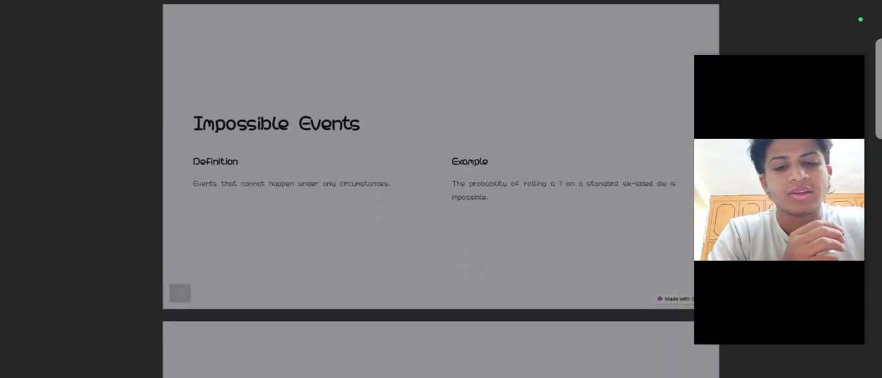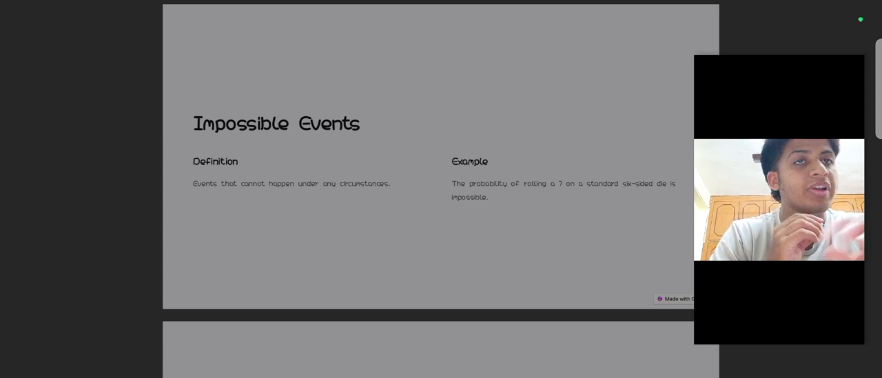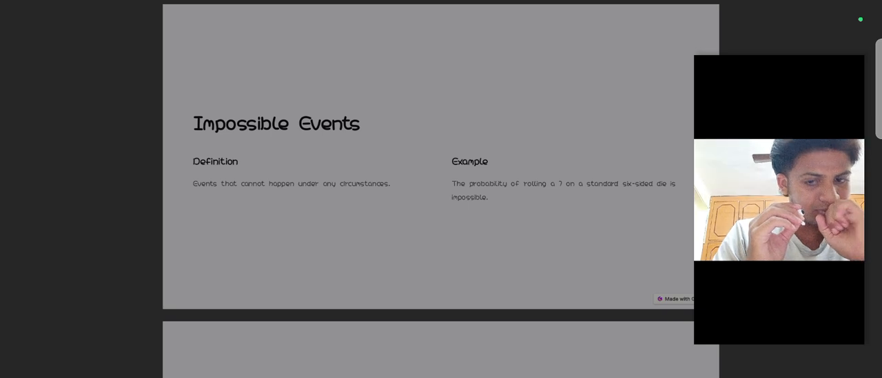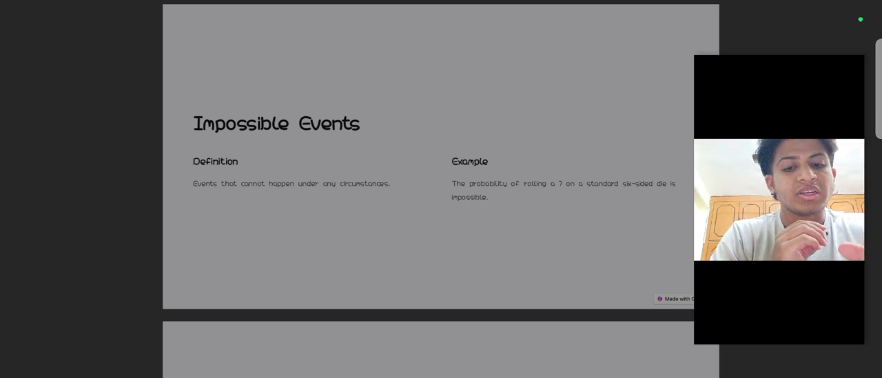Here are some events. Impossible events: an impossible event in probability theory is an event that cannot occur under any circumstances. In other words, the set of outcomes for the event is empty and its probability is zero. There are no possible outcomes in the sample space that would satisfy the conditions of the event. The probability is P of A equals zero, and it is denoted as the null set or phi.